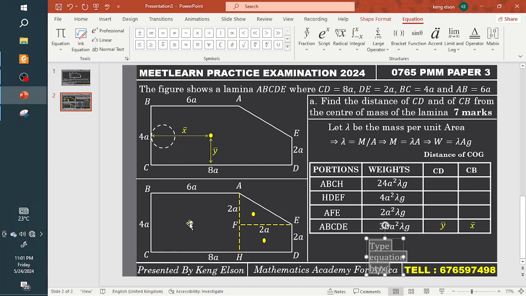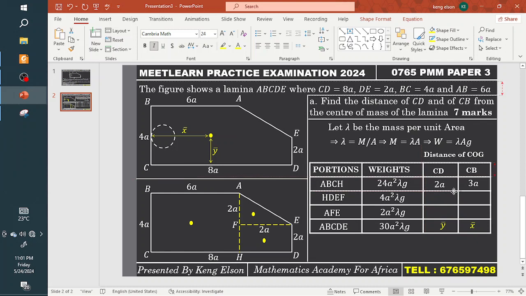For this rectangle, since it's at the center of the rectangle, this horizontal distance is going to be 3a. 3a for the horizontal, from CB is 3a, and then the vertical is going to be 2a. Copy and paste, 2a. Now for this other one here, the vertical from CD is going to be 2a over 2, which is a. And then for the horizontal, we first need to find the horizontal from HF, which is a, then we add 6a, 7a. So we have here from CB 7a.